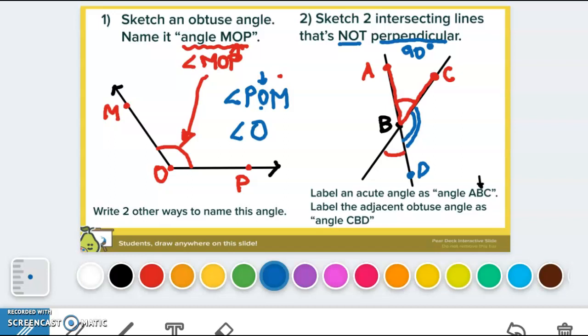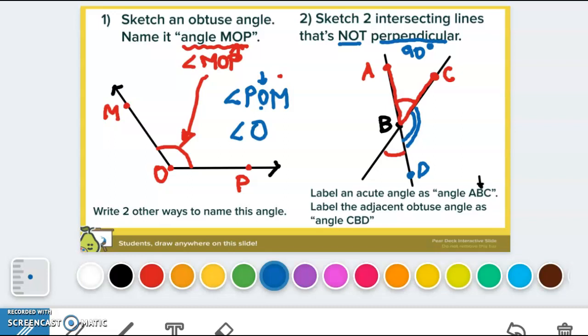Now next up, I would like you to mark to show that angle MOP is congruent to angle CBD. Angle MOP is the first angle that we created. CBD is my blue angle. MOP is my red angle here.